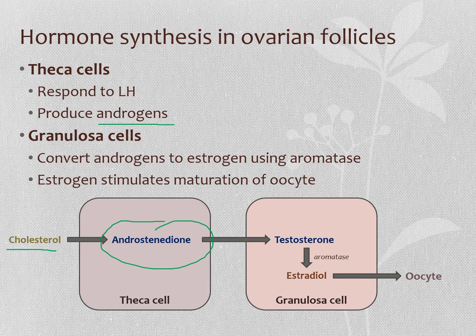So it's going to make androstenedione, which then moves into the granulosa cell. So it's not just the theca cell that makes hormones. The granulosa cells are also really important too. And the first thing the granulosa cell is going to do is turn it into testosterone, right? Which you know is an androgen, a masculinizing hormone. And then it's going to convert that via an enzyme called aromatase to estradiol, which is estrogen. And it's that estradiol or estrogen that is going to cause the oocyte to mature.